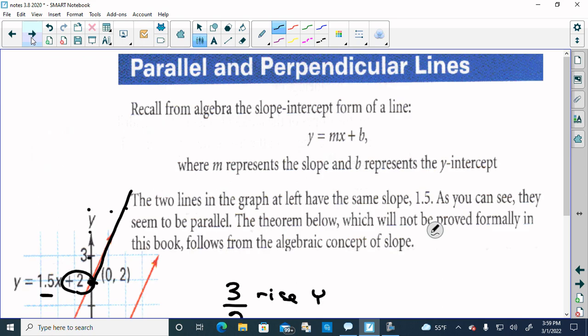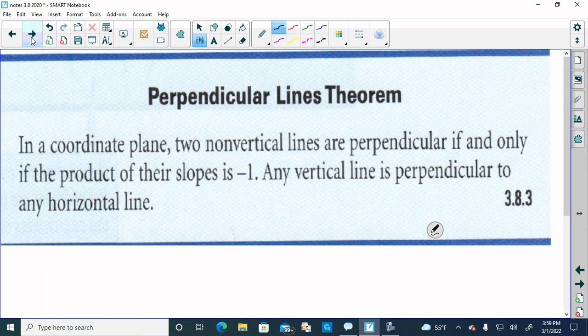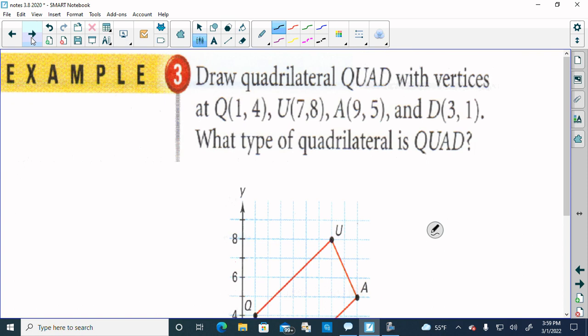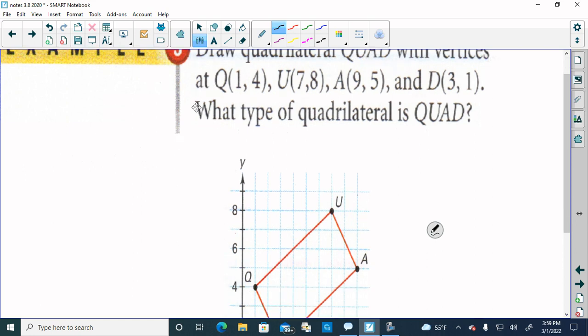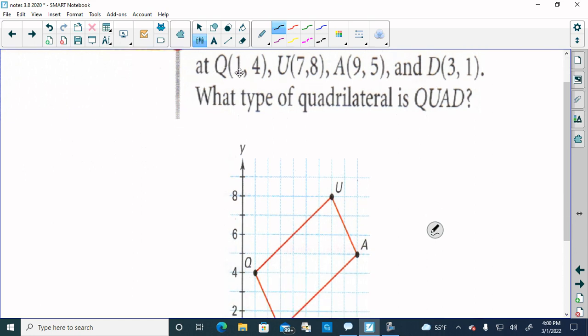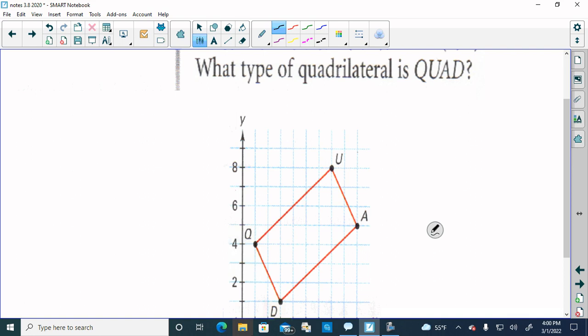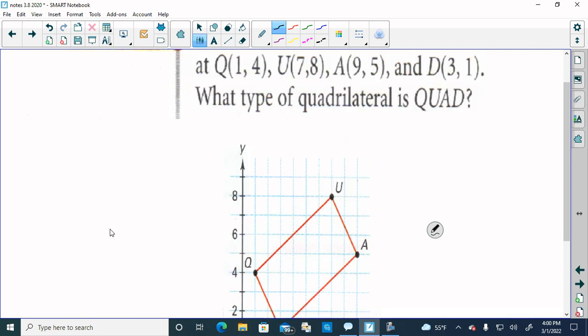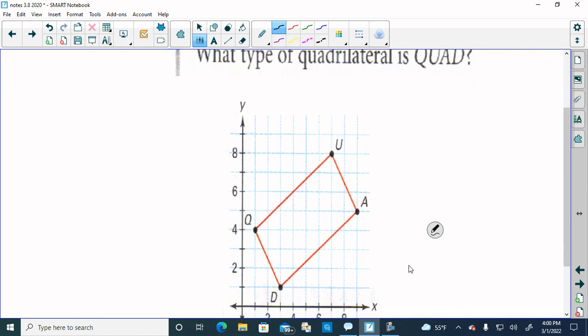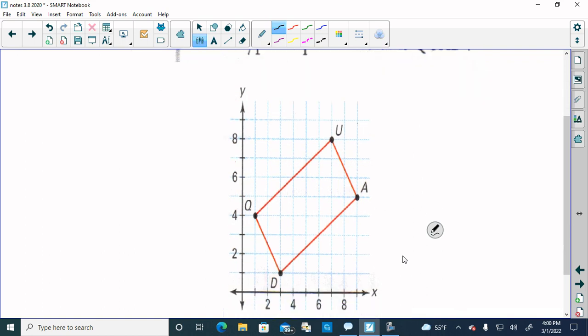Now we are going to our example 3. You were supposed to draw this quadrilateral, label it QUAD, and plot these points. So we had Q being at 1, 4. So you have this on your graph. Here, they went over 1, up 4. There's your Q. And then graphing all these other ones, they want you to say what type of quadrilateral it is. Besides just telling me what you think it is, you are going to have to tell me the slope, because this is actually how we prove it.